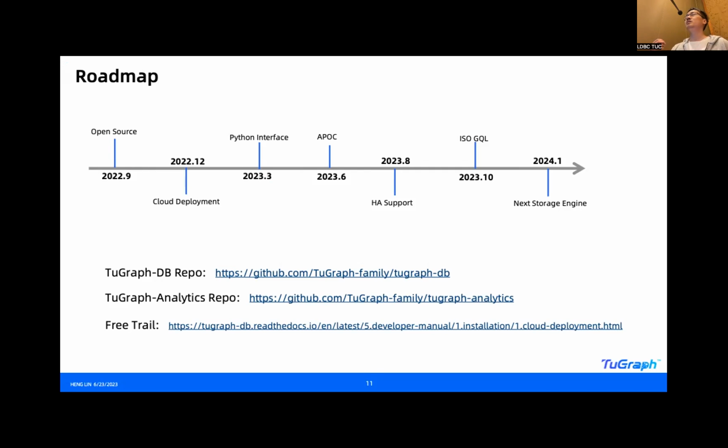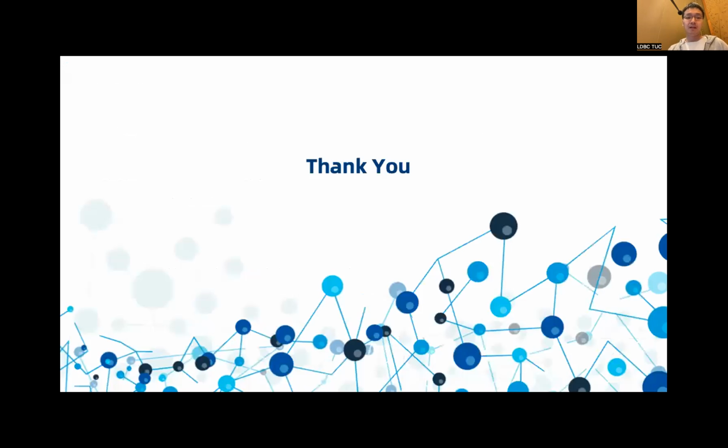And next year, we will improve our storage engines. The following is our open source link. Graph Analytics is also another project. It's about data flow, and it will be integrated into our DB in about half a year, and it's open sourced. Everyone is welcome to a free trial. Here's the link, it's a free trial on Alibaba Cloud. And thank you.